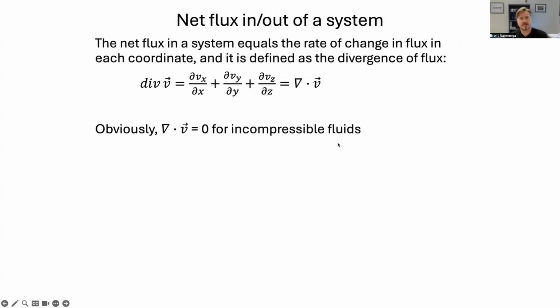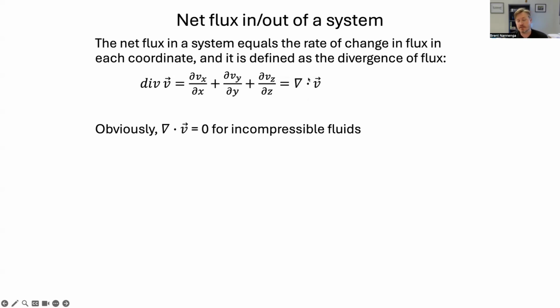Now the net flux, so the entire flux in and out of a system, is going to be equal to how much the flux is changing with respect to each coordinate. The way to describe that mathematically is called the divergence of the flux. So divergence is written here. The divergence of that flux vector v is just going to be the partial derivatives: the partial of vx with respect to x, vy with respect to y, and vz with respect to z. Another way of writing that is just the del operator dotted with the vector.